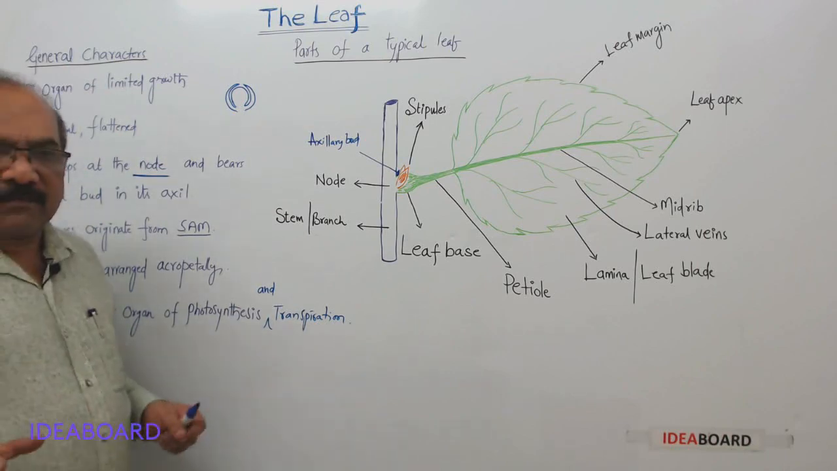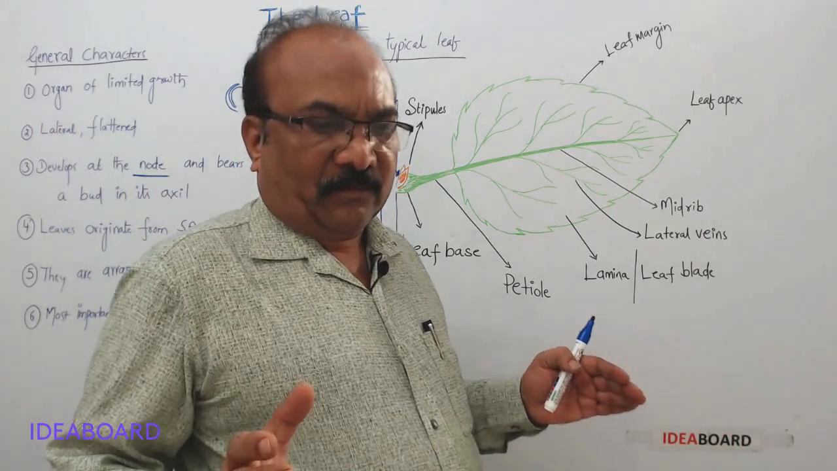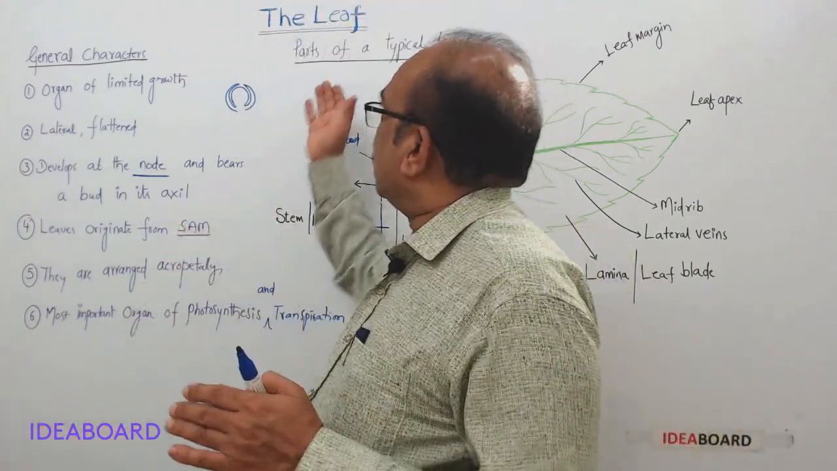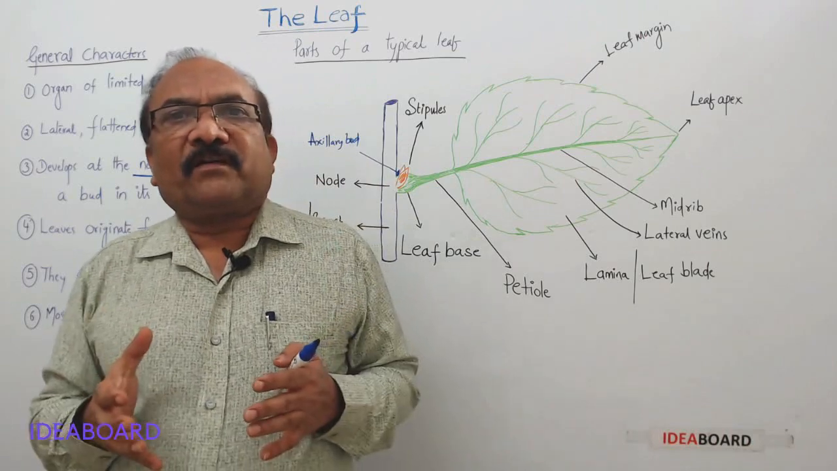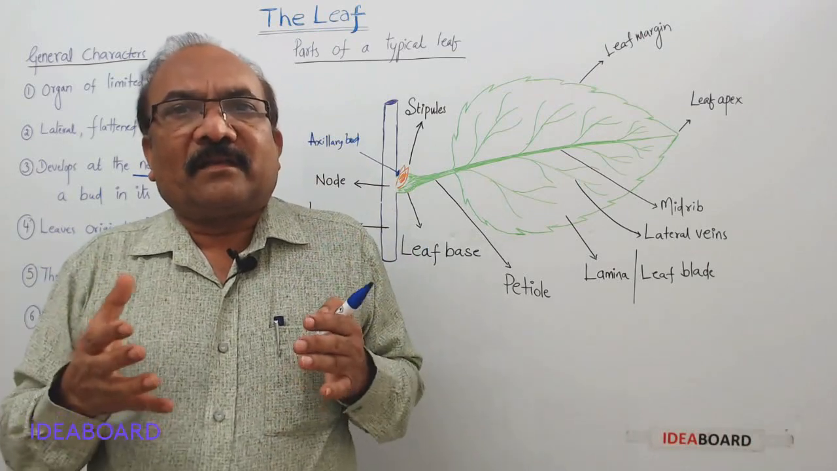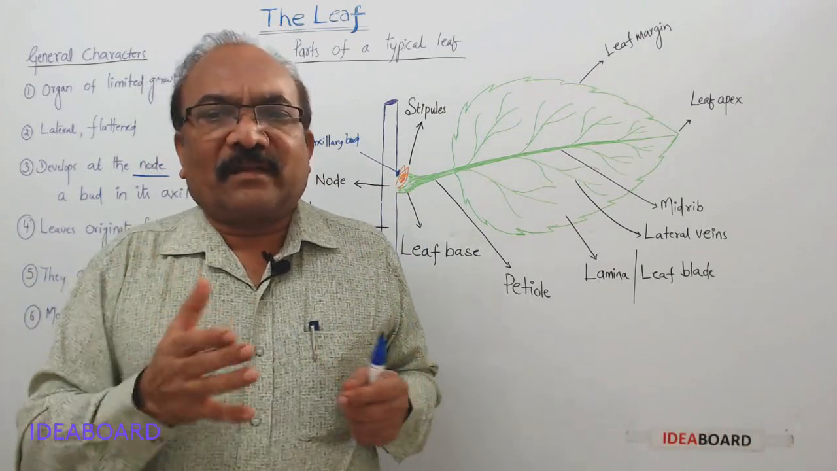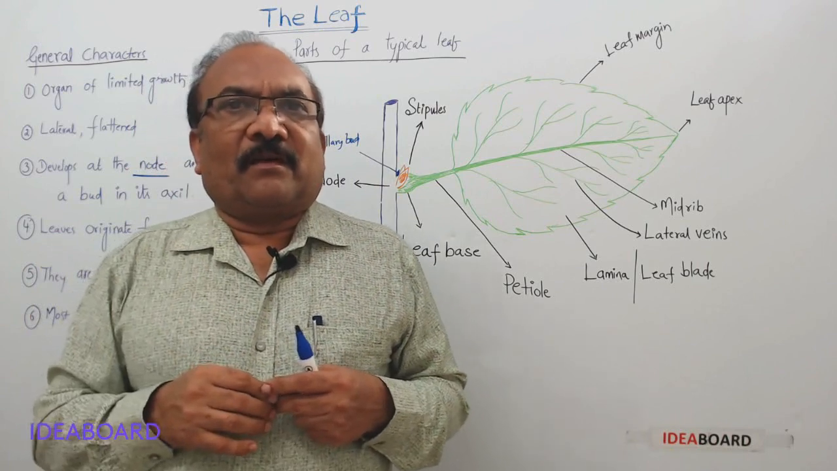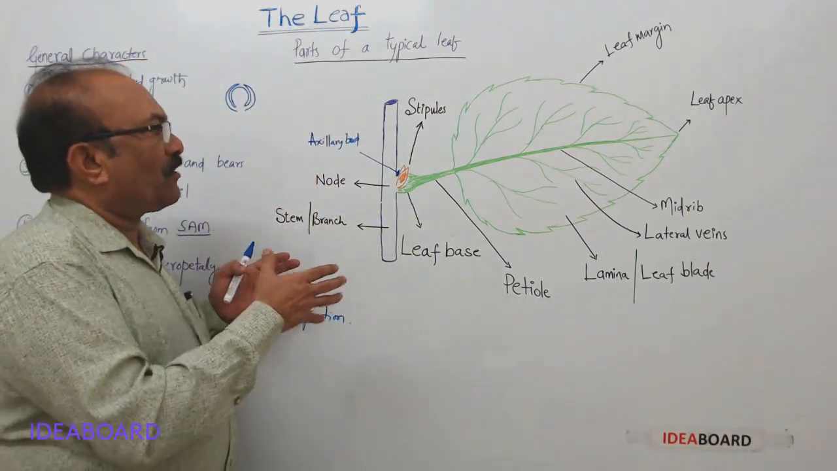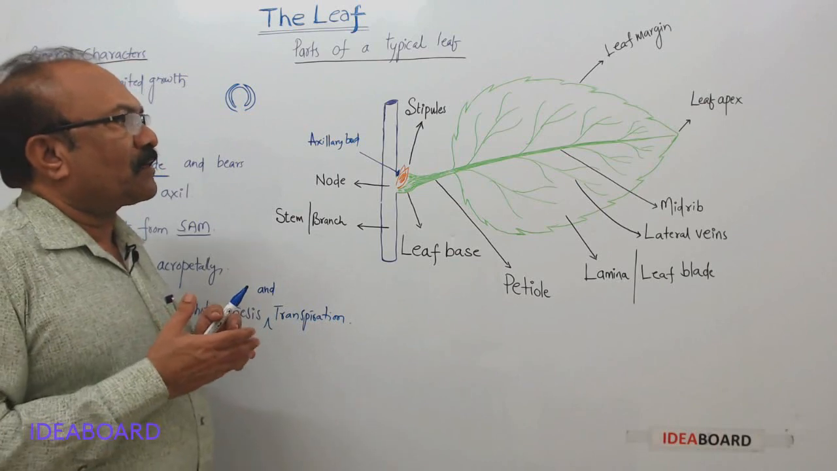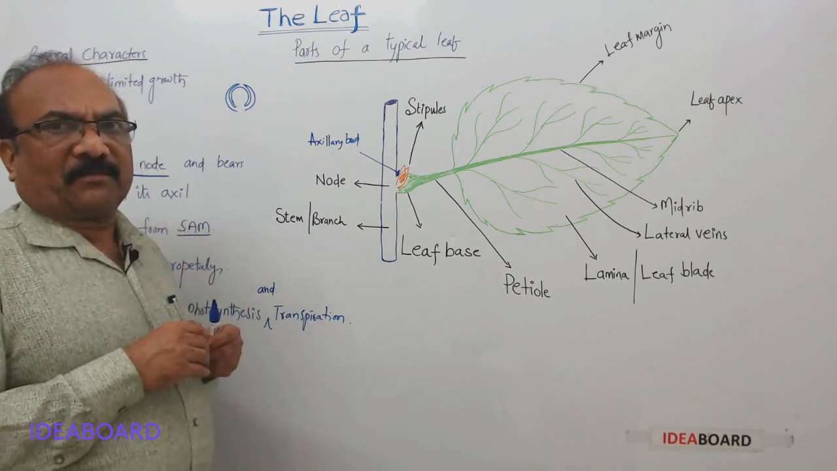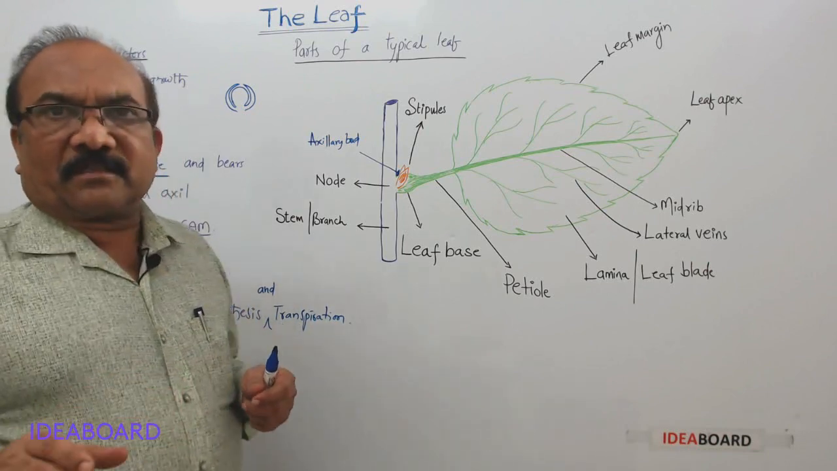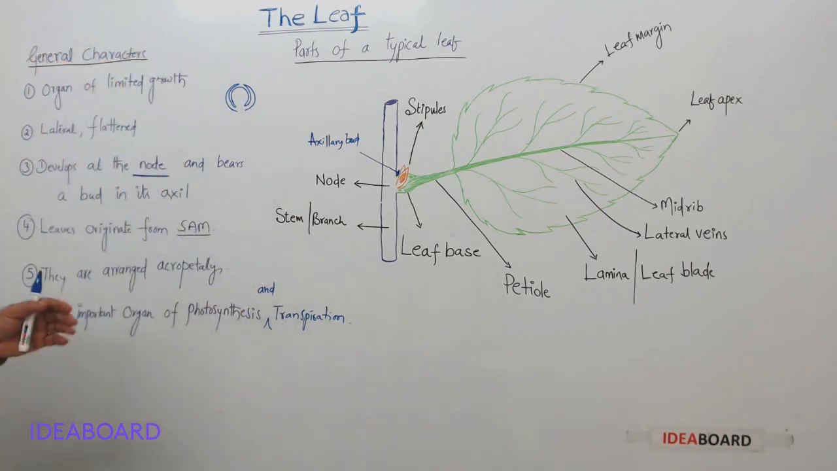And then we will discuss the parts of a typical leaf. What is this typical leaf? This is an example leaf or a model leaf, because here we find all parts, but all these parts may or may not be present. I am talking about some parts that we will discuss now.